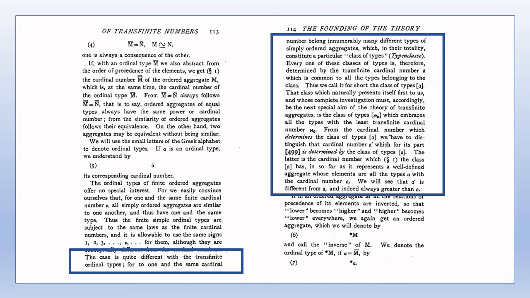Since it's possible for two aggregates to have the same cardinal number but different ordinal types, we can collect aggregates together according to their cardinal numbers. Thus a class of types represents an aggregate of equivalent aggregates, or more accurately, an aggregate of equivalent ordinal types. Of particular interest to us will be the class of types denoted by the symbol Aleph0 in square brackets. That is, the aggregate of all ordinal types whose cardinal number is Aleph0.